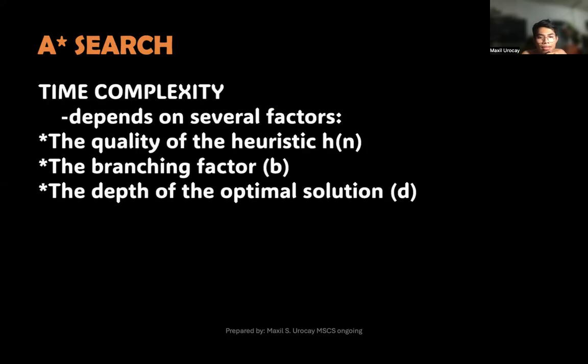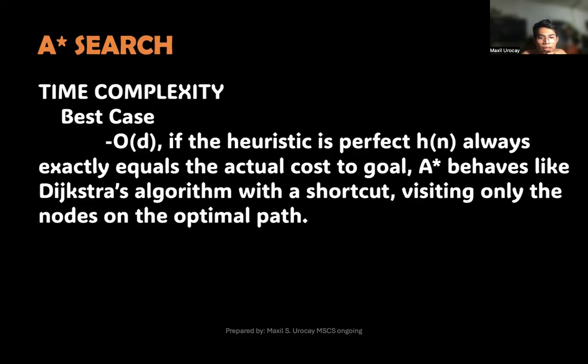Then the time complexity depends on several factors: the quality of the heuristic h of n, the branching factor B, and the depth of the optimal solution D. The best case is O of D, if the heuristic is perfect, where h of n always exactly equals the actual cost to the goal. A-star behaves like Dijkstra's algorithm with a shortcut, visiting only the nodes on the optimal path. That's why it is the best case.